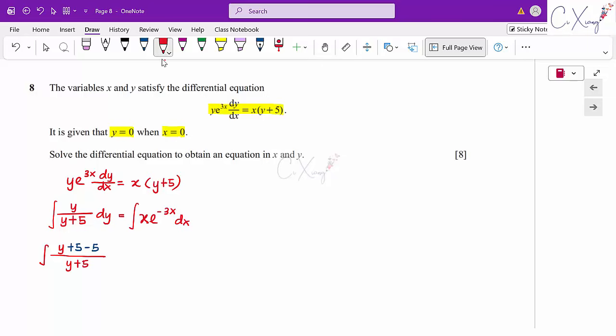Okay, so I want to plus 5 and minus 5 in numerator so that I can separate them, become y plus 5 over y plus 5. Okay, then minus, I copy the minus. Then I'm having another one, which is a 5 divided by y plus 5.